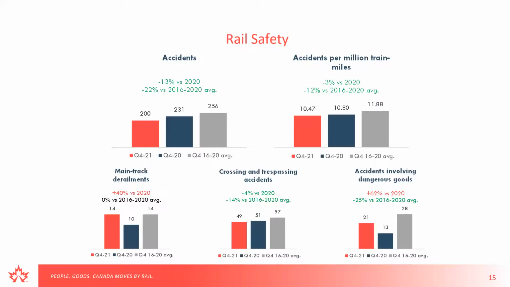Crossing and trespassing, better than previous years. And accidents involving dangerous goods, significant improvement from the 5-year average. Although it's higher than 2020, 2020 was quite a unique year with a very low number of dangerous goods accidents. Over the past decade, the number of accidents involving dangerous goods ranged between 101 and 171, except for 2020, which only had 82. Comparing against a 5-year baseline allows us to compare ourselves against more of an average rather than an outlier year. So that's why both are done here.